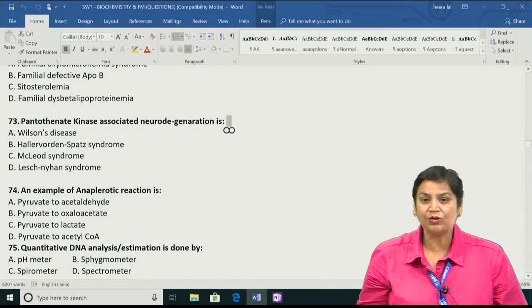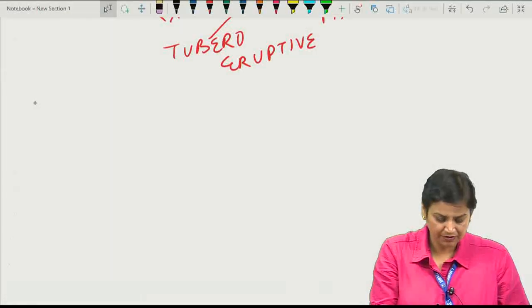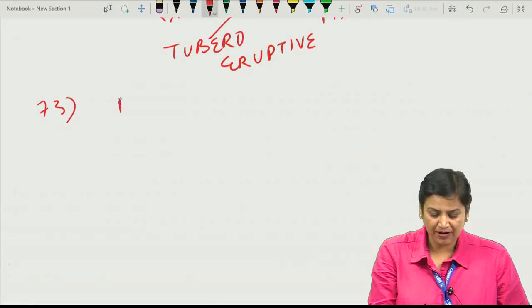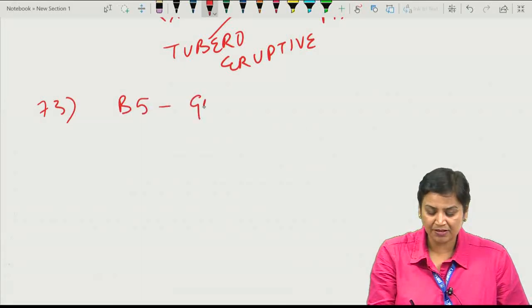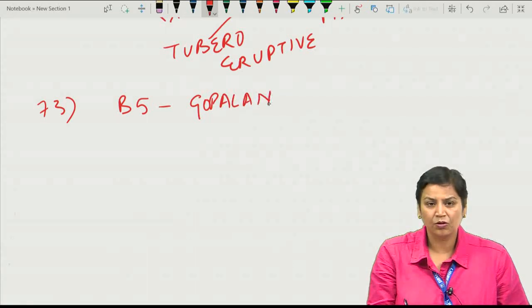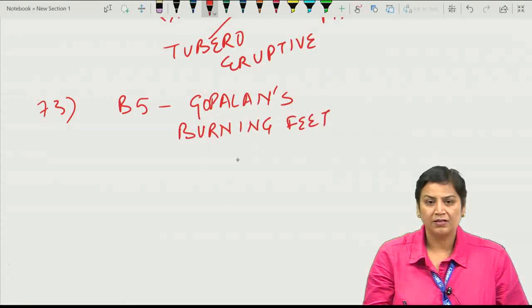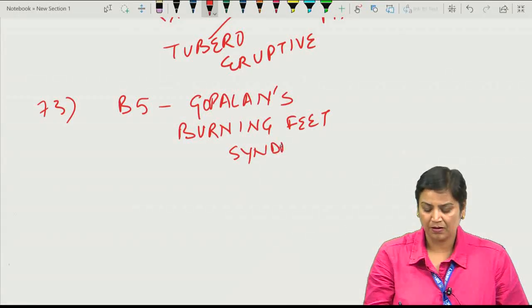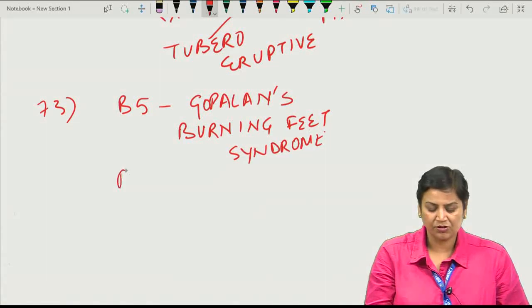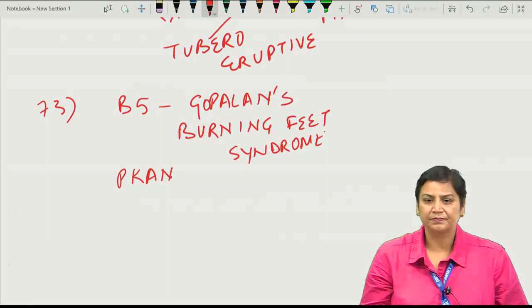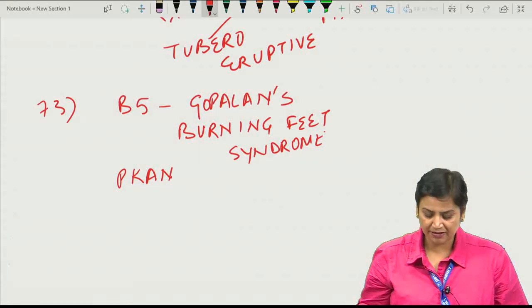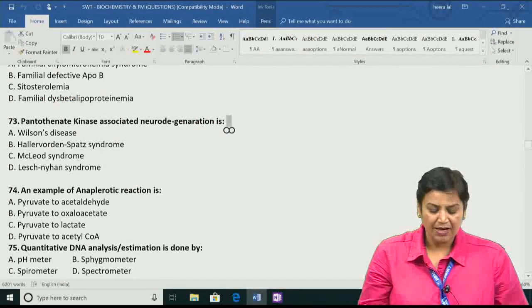And always remember this: pantothenate kinase deficiency, or B5 deficiency, leads to Gopalan's burning feet syndrome. Burning feet syndrome. It is also known as PKAN. Right. So the answer here is Hallervorden-Spatz syndrome, or option B.